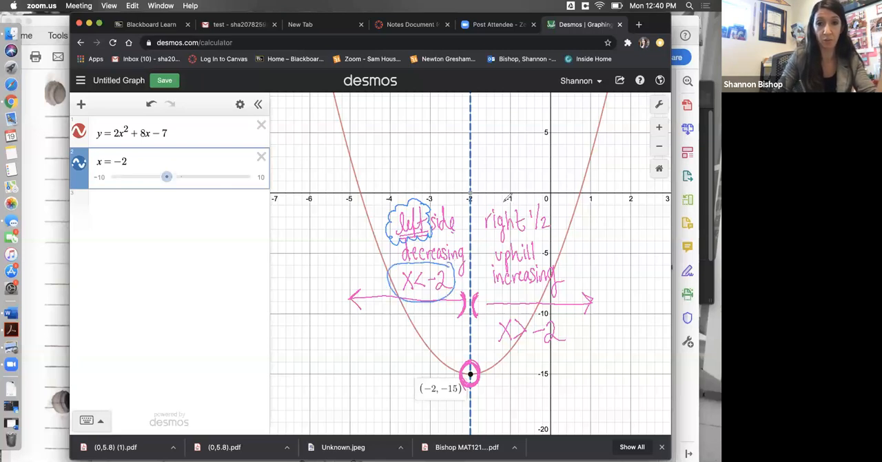So again, start with the English words, right half, but then ask yourself, okay, to the right of what? In this case, it's to the right of -2. So your notation has to say, mathematically, of course, everything to the right of -2. So hopefully that helps with your intervals.